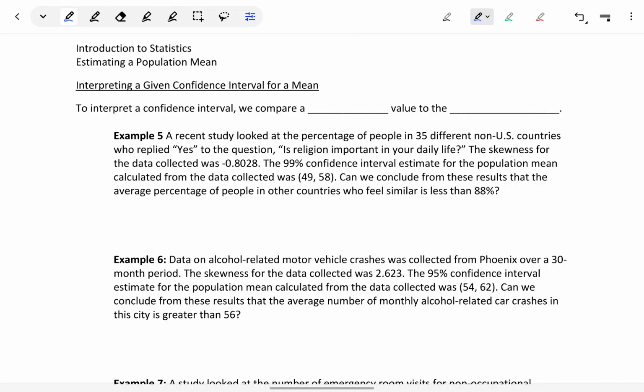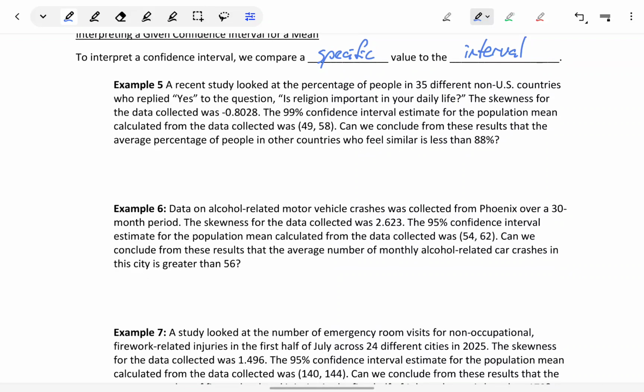In order to interpret a confidence interval, we compare a specific value to the interval. And whether that specific value is contained in the interval or not helps us draw our conclusions. In example 5, we have a scenario that we already established.